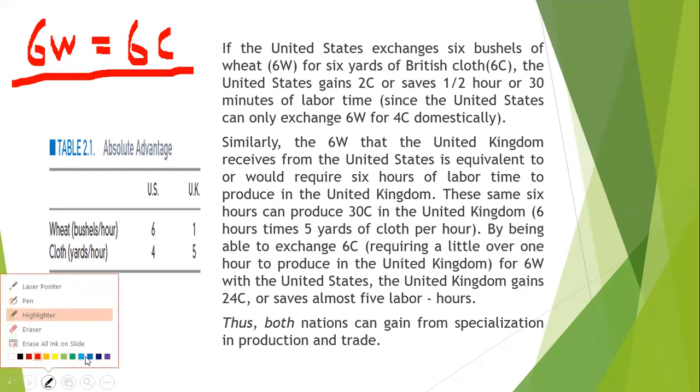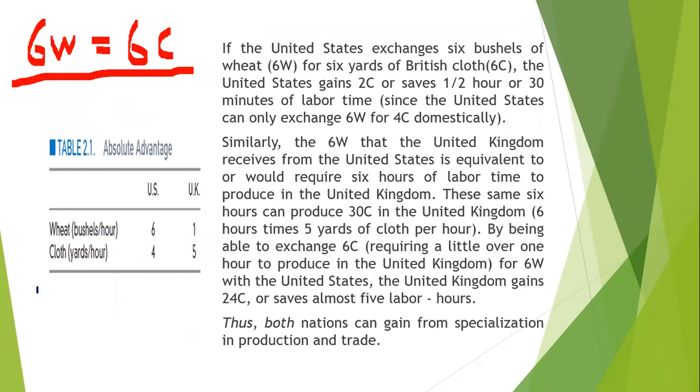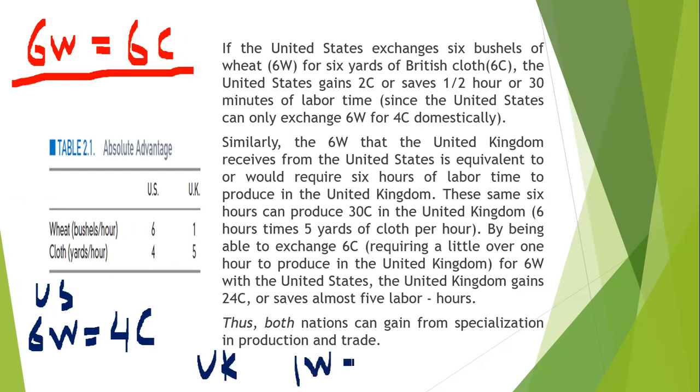Now we will take what is called the domestic exchange rate. In the US, the domestic exchange rate is 6 wheat equal to 4 cloth. And in the UK, the domestic exchange rate is 1 wheat equal to 5 cloth. So you can now see the domestic exchange rate and the international exchange rate. Let's suppose that both nations exchange their commodities at this rate in the international market, whereas their domestic exchange rate stands like this. In the US, by giving 6 wheat, a person will get 4 cloth. In the UK, by giving 1 wheat, a person will get 5 cloth.